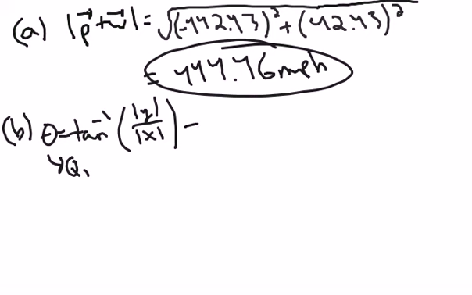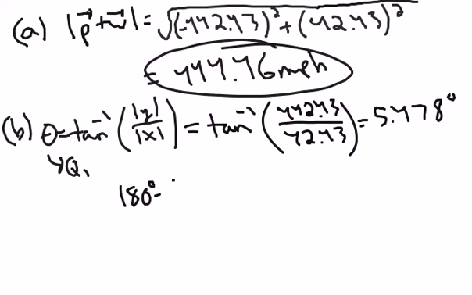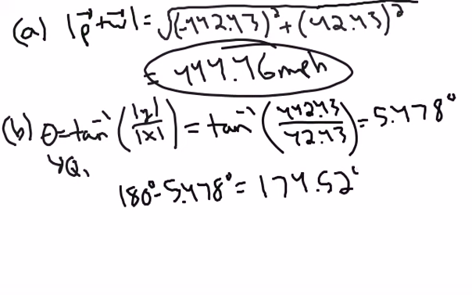Okay, so this is going to be tangent inverse. Again, using the P plus W vector, 442.43 over 42.43. Okay, which is going to give me 5.478 degrees, but that's a quadrant 1 angle. I want it to be quadrant 2, so I need to do 180 degrees minus 5.478 degrees, which is 174.52 degrees.